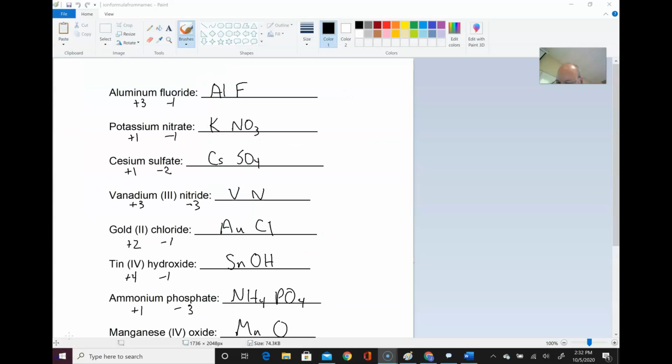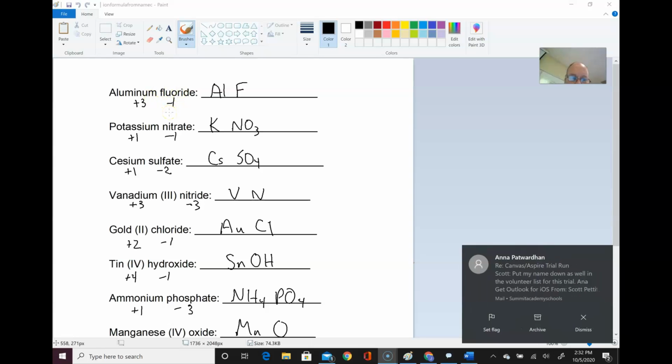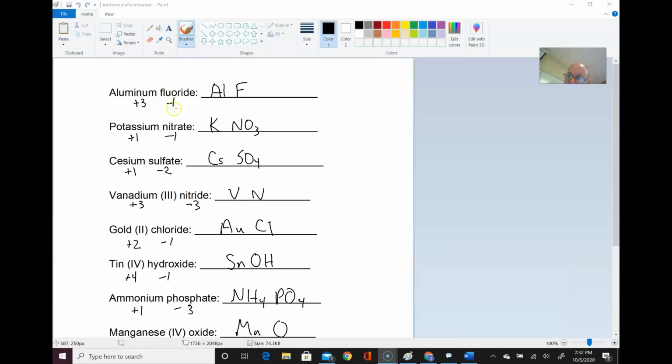So, okay, you can see just by inspection that you will need 3 negative ones to balance a 3, or you can just switch them and you'll have AlF3. Okay, potassium and nitrate are already balanced, right? They have the same value, so I don't need to do anything with those subscripts.